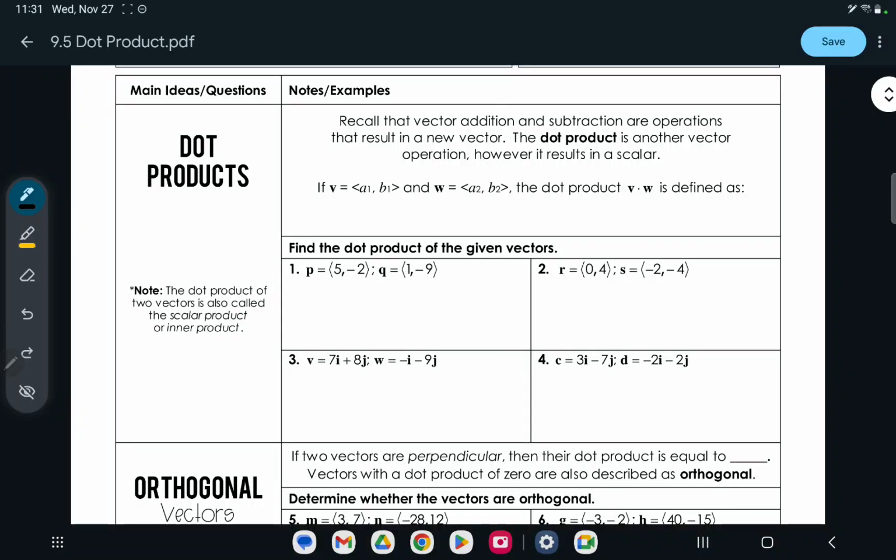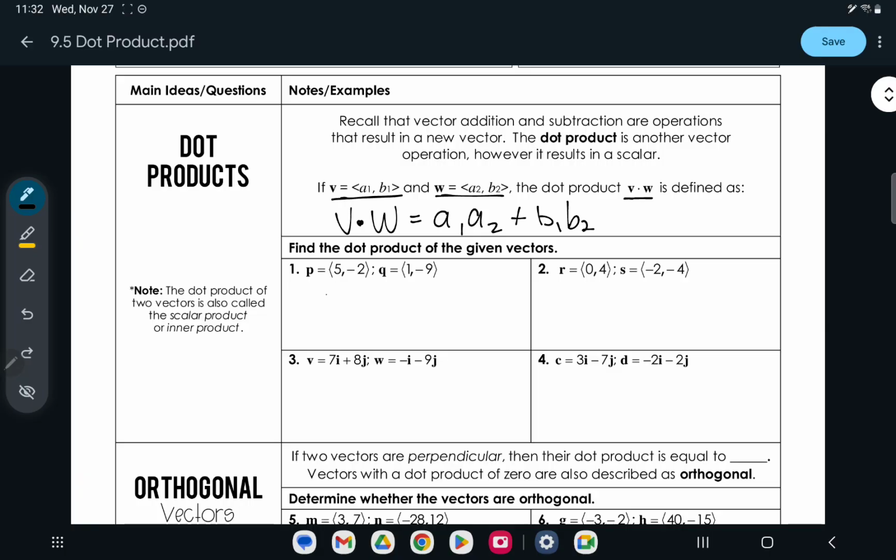All right, we're going to look at the final thing for chapter 9 and do dot products. So it's just another operation we can do. Let's say we have two vectors. The dot product, so multiplying them together essentially, gives us this. V times W is A1 times A2 plus B1 times B2.